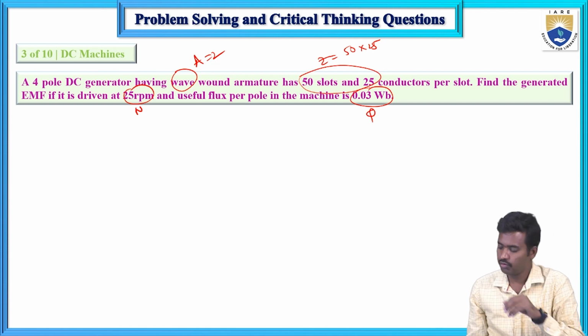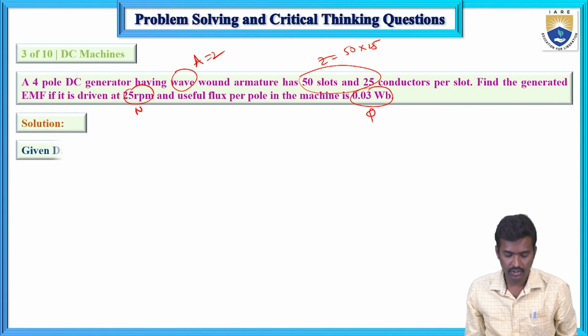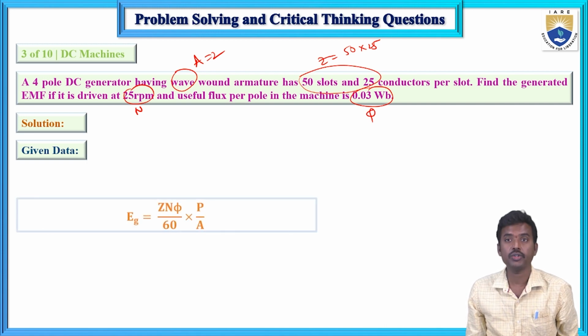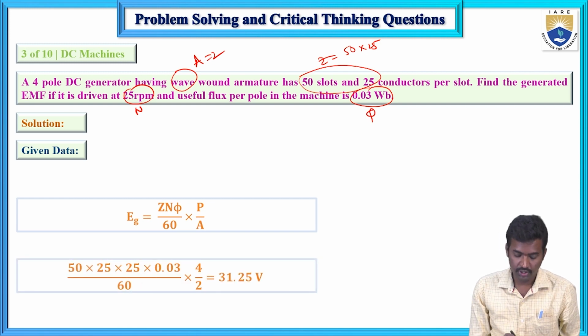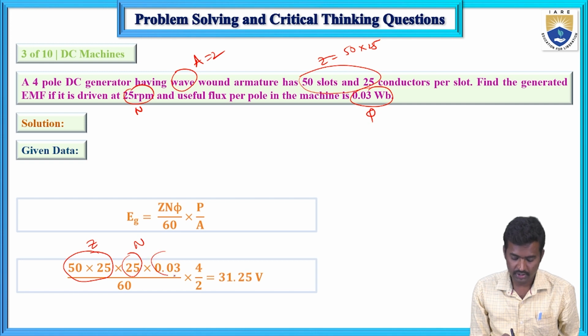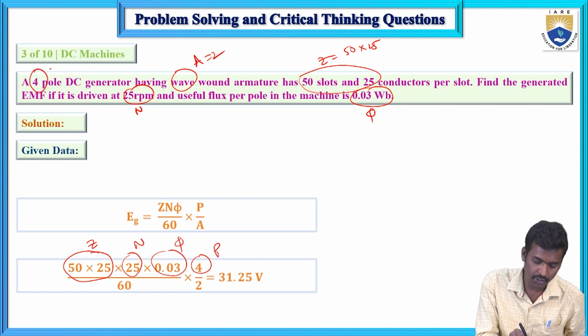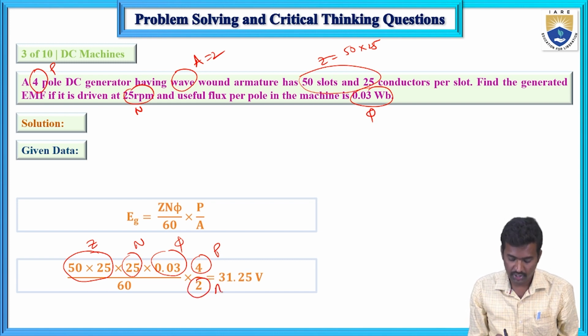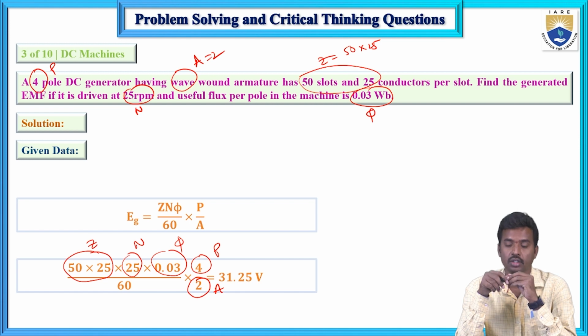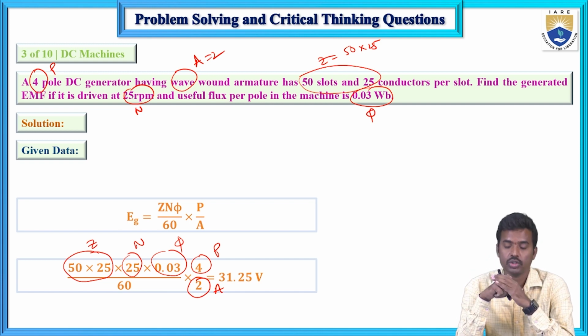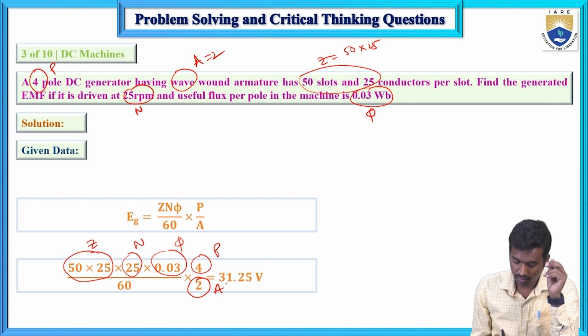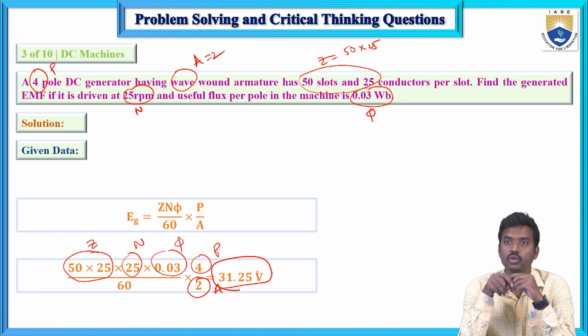Now what is the generated EMF formula here? EG is equal to ZN pi by 60 into P by A. In the last problem we discussed this formula and problem. Now here 50 into 25, this is Z, and 25 is N, this is the flux, this is P, the number of poles, and A equals 2. This is only for wave winding. For a lap wound armature, A equals 4 only. Now the final value for this is 31.25 volts.